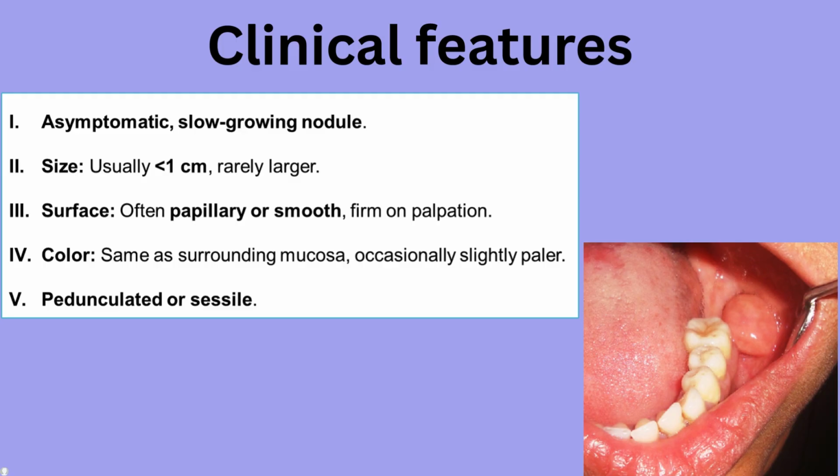Now, what are the clinical features for the giant cell fibroma? First of all, it is an asymptomatic, slow-growing nodule. The size is usually less than 1 centimeter. The surface is usually either smooth or papillary, firm on palpation. The color, as you can see, is the same as the surrounding buccal mucosa, and occasionally it is slightly paler in color. It can be either pedunculated or sessile. Pedunculated means long shape, or sessile, which is horizontally shaped. So these are the clinical features.